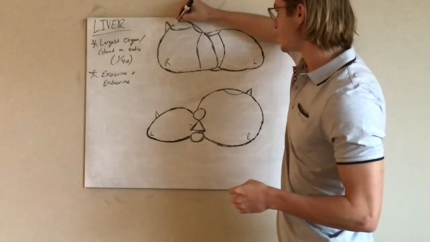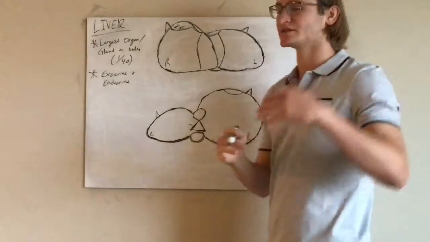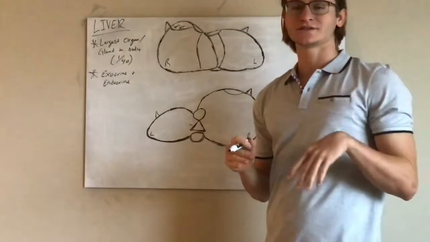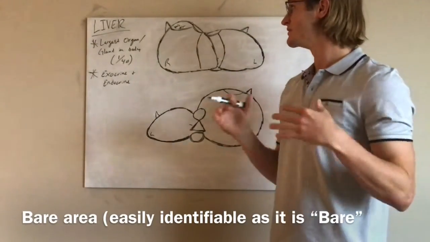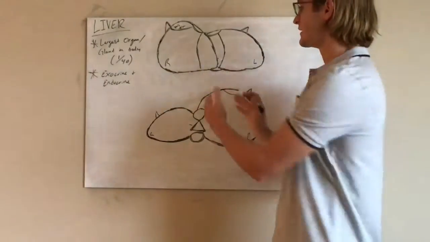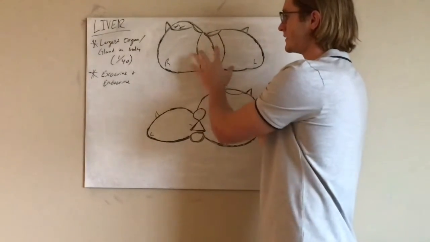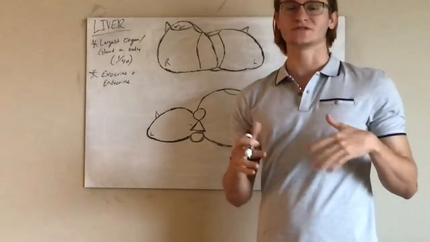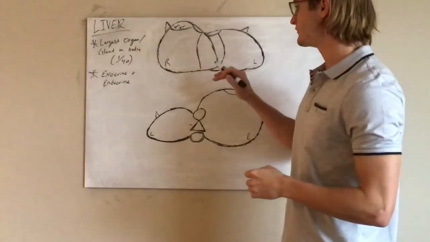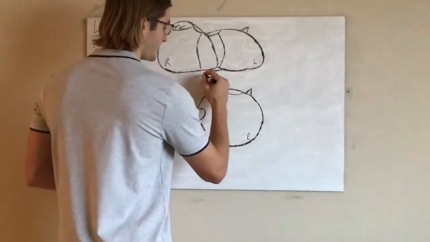You have the bare area. The bare area just sits on top of the right lobe, and it's the area where the peritoneum does not cover it. So that's the bare area. And then a ligament will be right here. This is behind, but a ligament will be in the middle, which divides the right lobe from the left lobe. And this ligament will be called the falciform ligament.